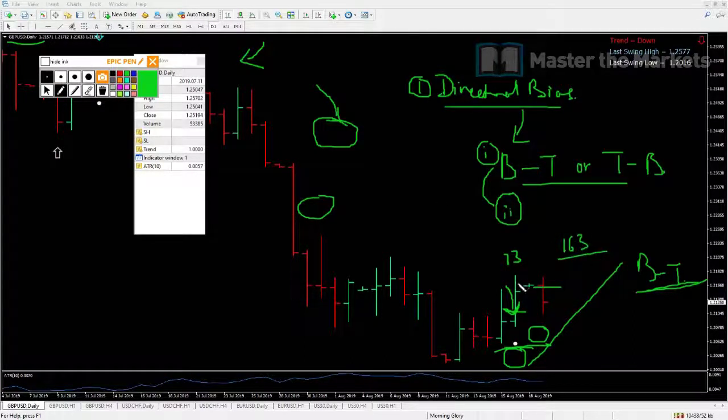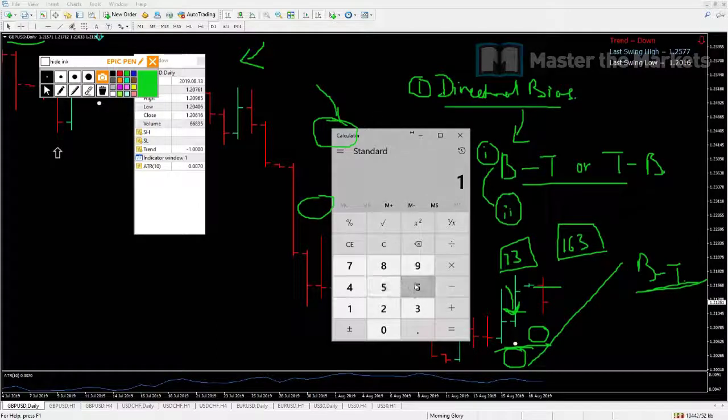Let's make it a bit more standardized. So this number divided by that: 163 divided by 73 is what we need. Let's do that in this calculator here. 163 divided by 73 is about 2.23.